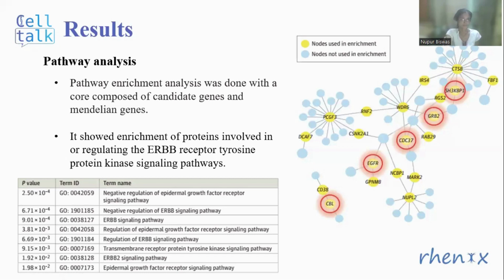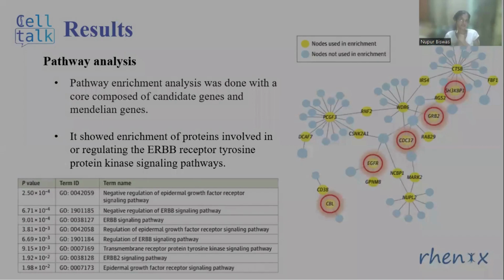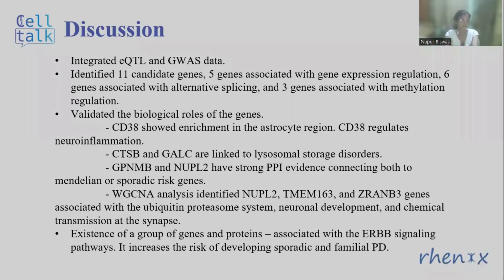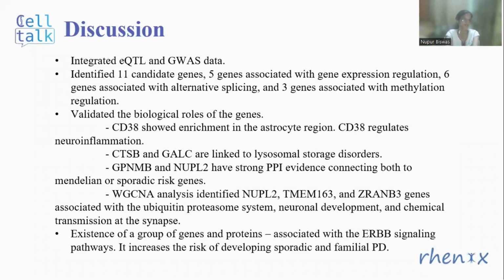So in the discussion, what we observed is that they integrated eQTL data, that is expression quantitative trait loci data, and GWAS data. And they obtained 11 candidate genes, where genes are associated with gene expression regulation, genes associated with alternative splicing, and genes associated with methylation regulation. They further validated the biological roles of the genes, like CD38. It showed enrichment in the astrocyte region, and also it is known that it regulates neuroinflammation.